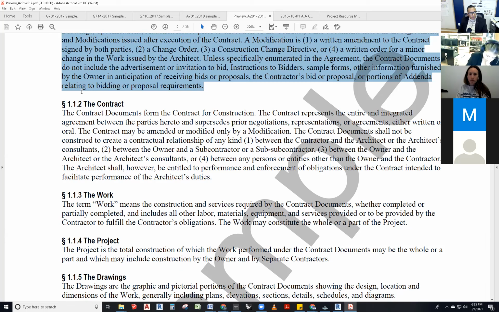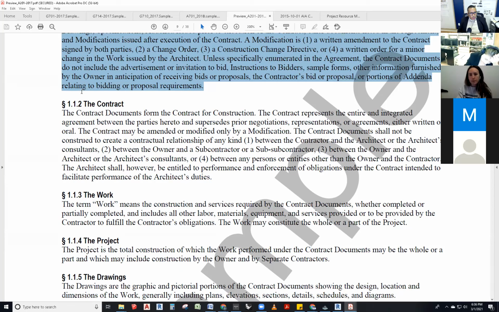The contract documents form the contract for construction. The contract represents the entire and integrated agreement between the parties hereto and supersedes prior negotiations, representations, or agreements, either written or oral. The contract may be amended or modified only by a modification, which we have already spoken about, change orders and so forth.